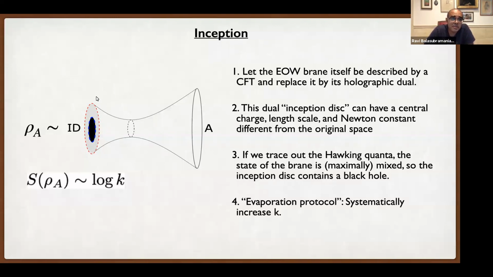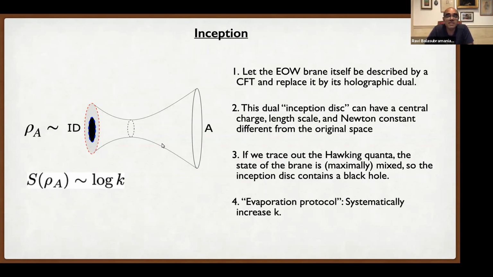So here was the end of the world brane that was truncating this geometry. We replace that by this disk. So, we put this disk inside that. And this disk is going to be the holographic dual to this brane. And by the way, it can have a central charge, a length scale, and a Newton constant that are different from the original states, because this is really the dual of the end of the world brane, not the dual of the original theory. And so you've got to splice these geometries together.